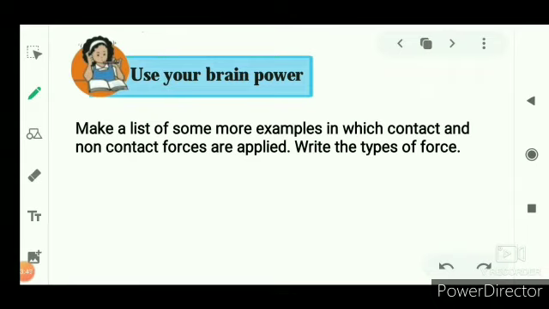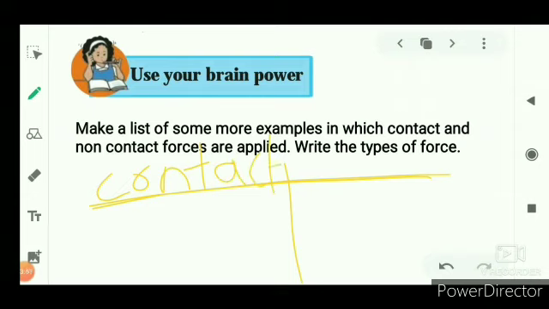Now use your brain power. I am giving you homework: in your copy make a table like this and think about contact and non-contact forces around you and make a list of them, which forces will be contact forces and which will be non-contact forces. Like muscular force is the force that we apply through our muscles while pulling and pushing. Which force will be contact and which will be non-contact. Just observe the phenomena in your surroundings and make a list of them.